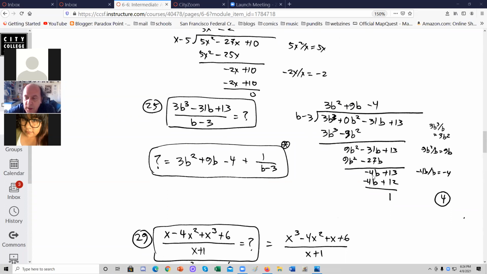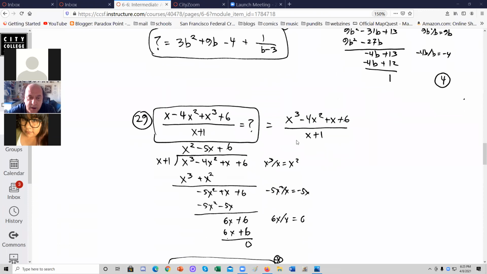Subtracting terms, here negative 31 minus negative 27 is negative 4. So negative 4b plus 13. All right, divide negative 4b by b, it's a negative 4 into the quotient. Negative 4 times b minus 3 is negative 4b plus 12. Subtract throughout, and we get a remainder of 1. So this ratio equals the quotient plus the remainder over the denominator. 3b squared plus 9b minus 4 plus 1 over b minus 3.